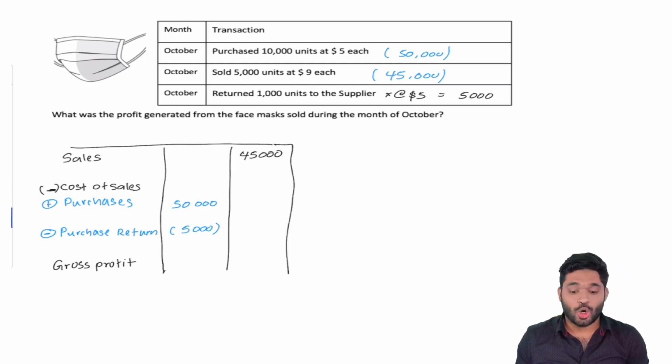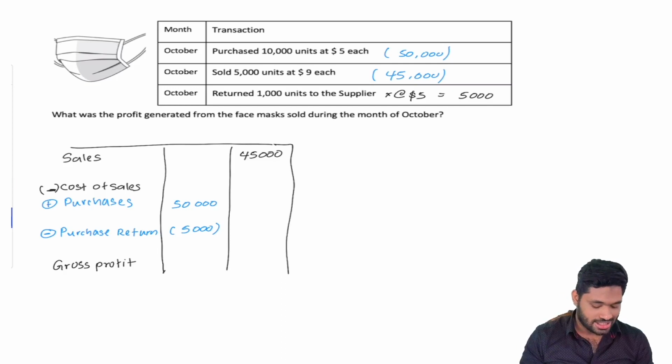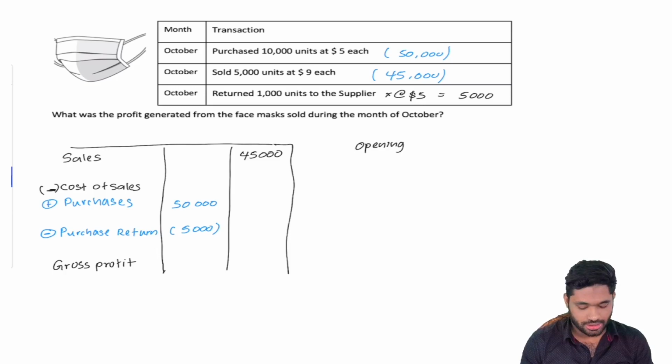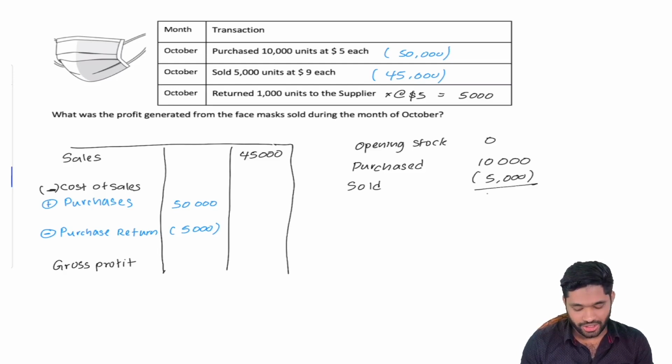Then you need to look at the closing stock. This closing stock is going to be considered as an asset. So you need to remove it from your cost of sales. So let's see what is the closing stock. The opening stock of this organization was 0. Then you have purchased 10,000 units, from which you sold 5,000 units. So after selling this inventory, you should be left with 5,000 units.